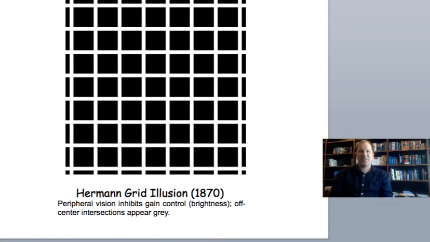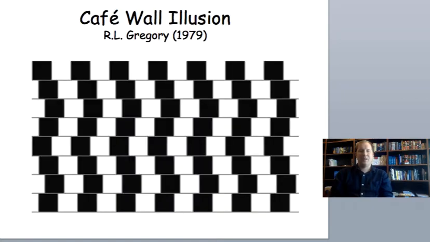Okay, let's try another one now. Here's the cafe wall illusion from 1979. I know it doesn't look it, but those gray lines in between all of the black stacked boxes are in fact parallel. Strange, isn't it? If you don't believe me, check it out yourself. Get a ruler, put it to your screen, you'll see.